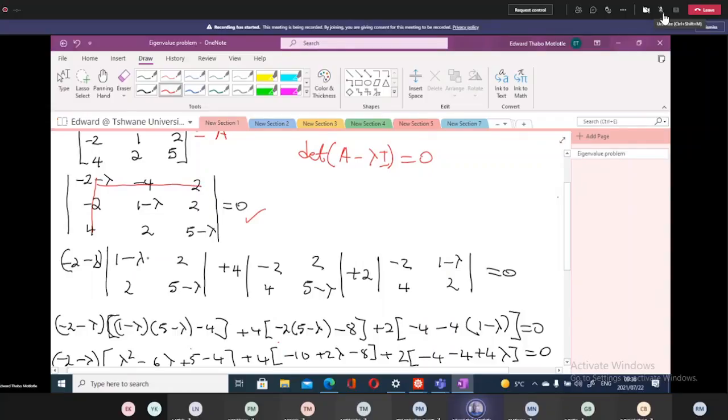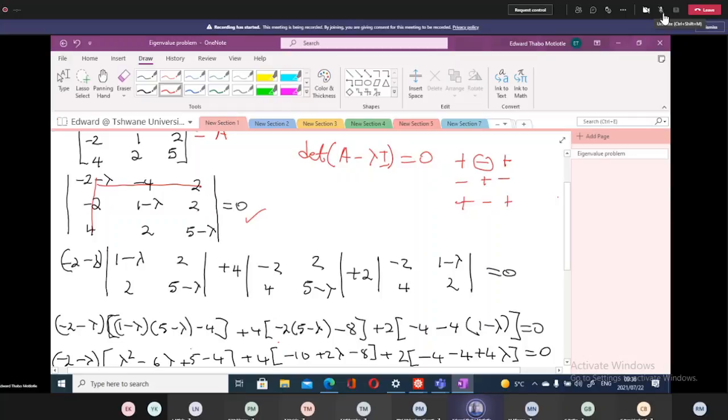So you have 1 minus lambda, this 1 minus lambda, 2 and 5 minus lambda, and you multiply it by minus 2 minus lambda plus 4. This plus 4 comes from the signs. We have positive, negative, positive, negative, positive, negative, positive, negative, positive. You can clearly see that this middle sign is negative and our 4 here is negative. So negative multiplied by positive gives me positive.